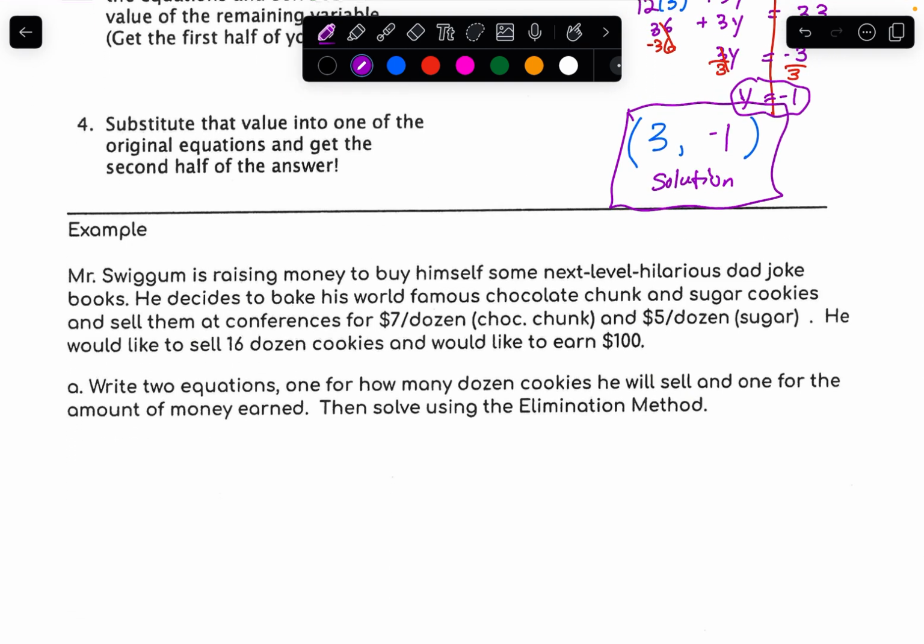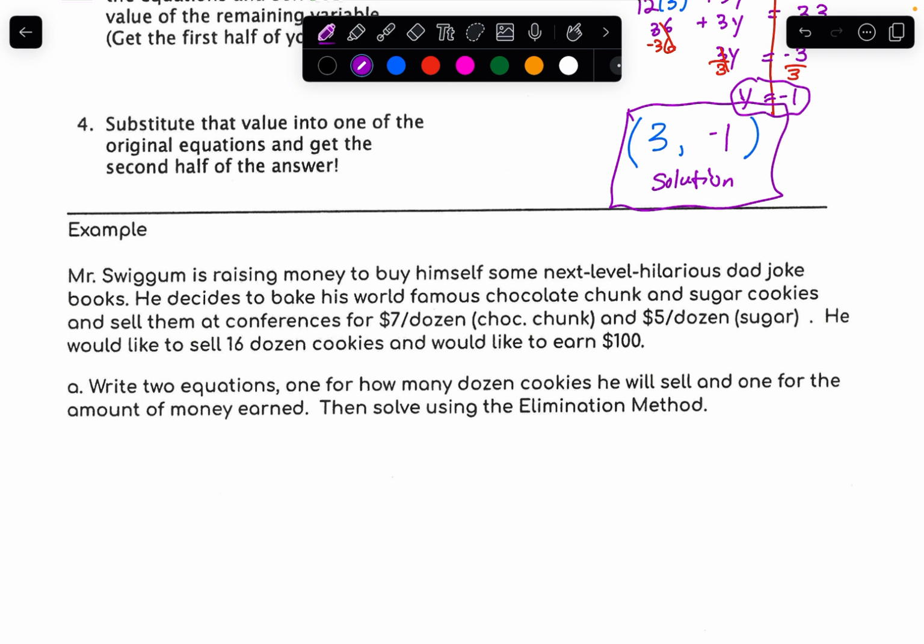All right, final example here. Mr. Swigum is raising money to buy himself some next level hilarious dad joke books. I've got a few of those, but I could always use some new ones. He decides to bake his world-famous chocolate chunk and sugar cookies and sell them at conferences for $7 a dozen for the chocolate chunk and $5 a dozen for the sugar. Those are my favorite 2 cookies, by the way.